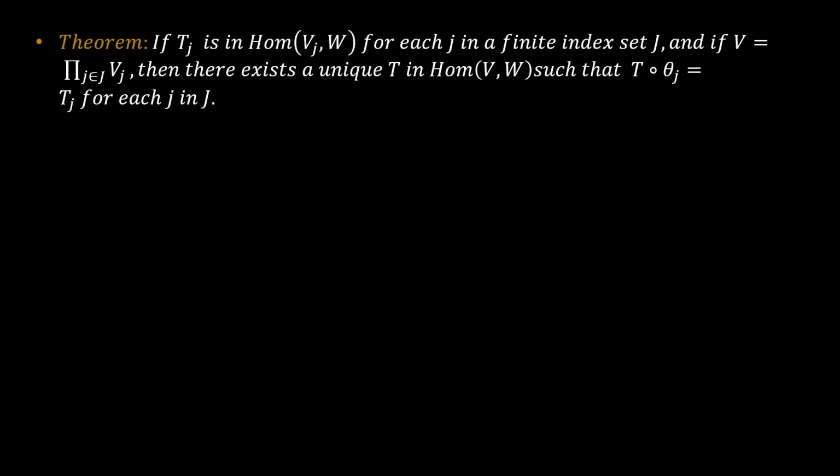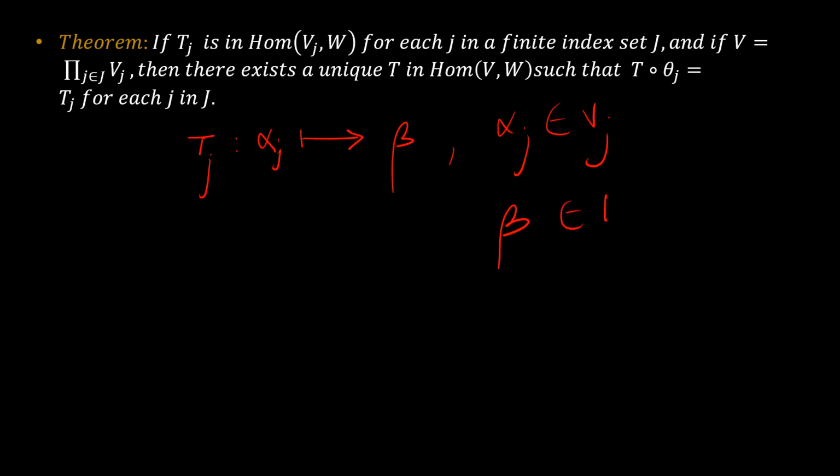We'll keep moving forward. One theorem that follows from what we've looked at says that if Tj is in the homomorphism Hom(Vj, W) for each j in a finite index set J, and if V is equal to the Cartesian product of Vj, then there exists a unique T in Hom(V, W) such that the composition of T and θj equals Tj for each j in the index set J. So essentially Tj is a transformation of any item αj, where αj is a member of Vj, to an item β that is a member of W.